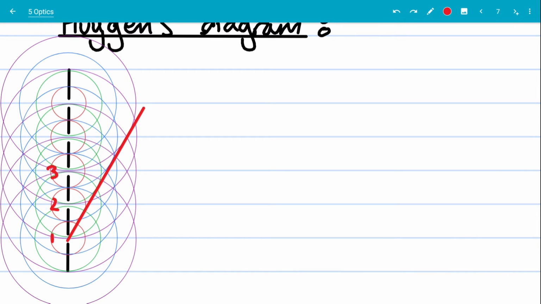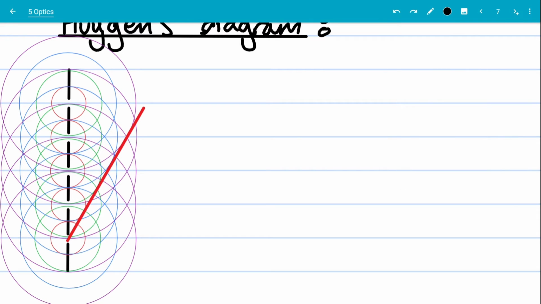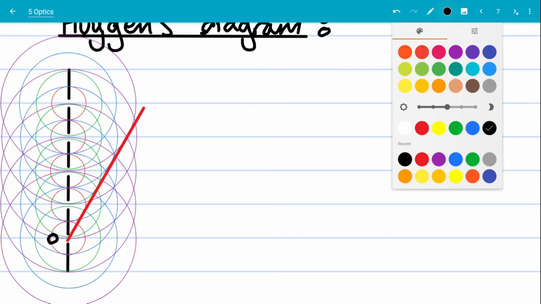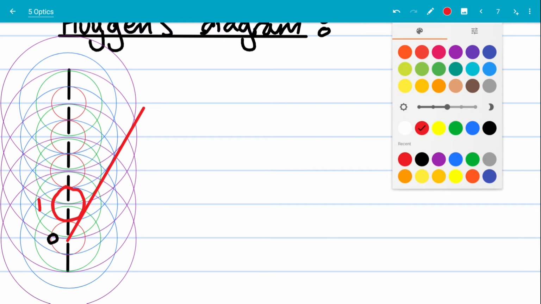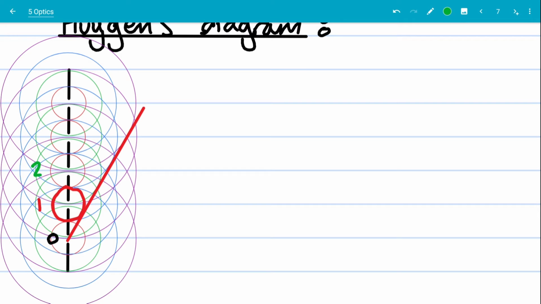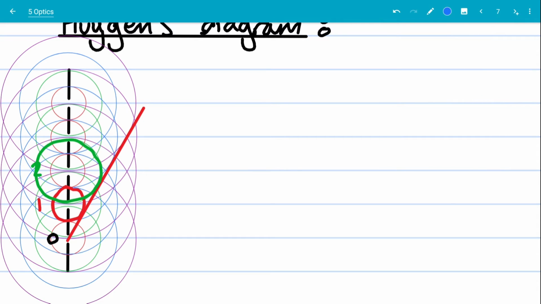So let's actually use some colors for this. So we've got slit, let's call this slit 0, because there's the 0th wavefront. Then we've got slit 1, which is this wavefront here. Then we've got slit 2, which is this wavefront here. Then we've got slit 3, which is this wavefront here.